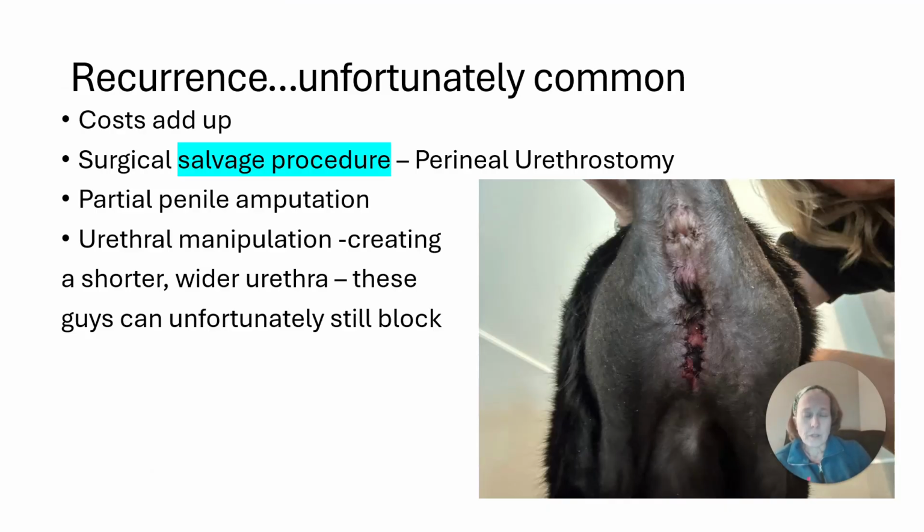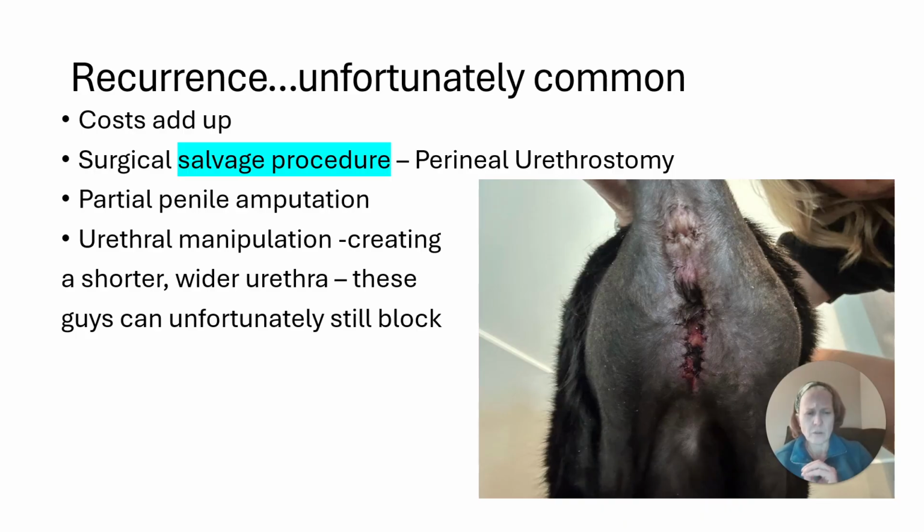Now, recurrence of this condition is unfortunately quite common, and these hospitalization stays can be incredibly expensive for clients. So when we have cats that repeatedly block, or we have a cat whose urethra is torn in the process of unblocking them, they end up being recommended for a surgical procedure called a perineal urethrostomy. And this is the rear end of a cat who is, if I remember correctly, 5 to 7 days post perineal urethrostomy.